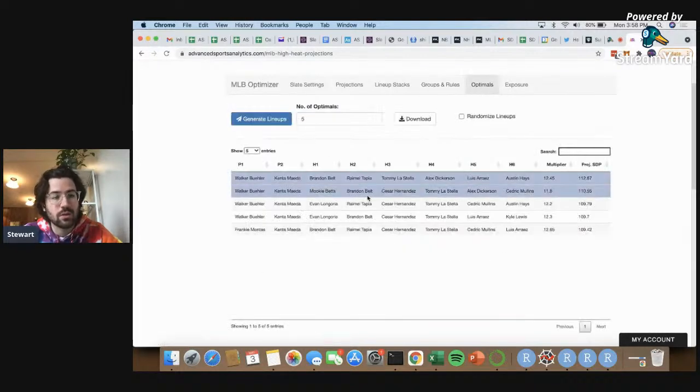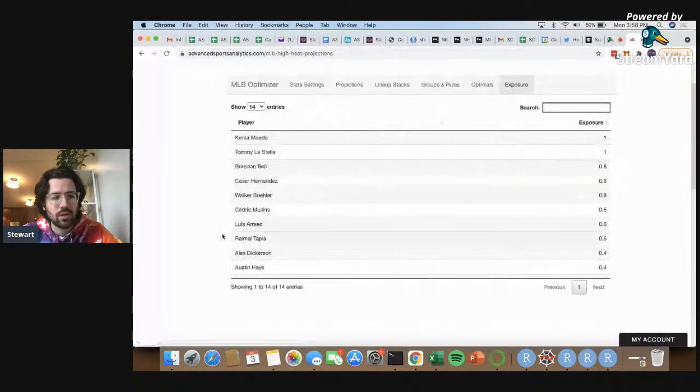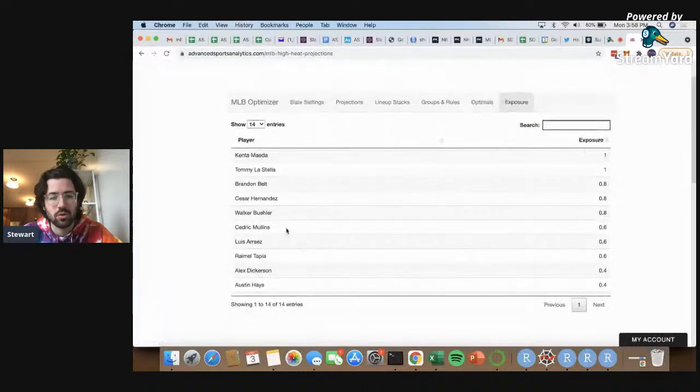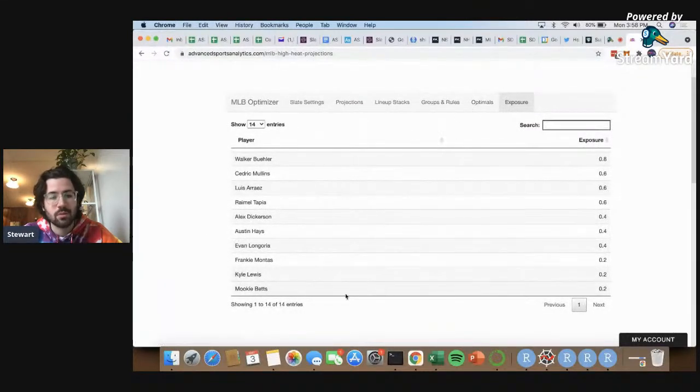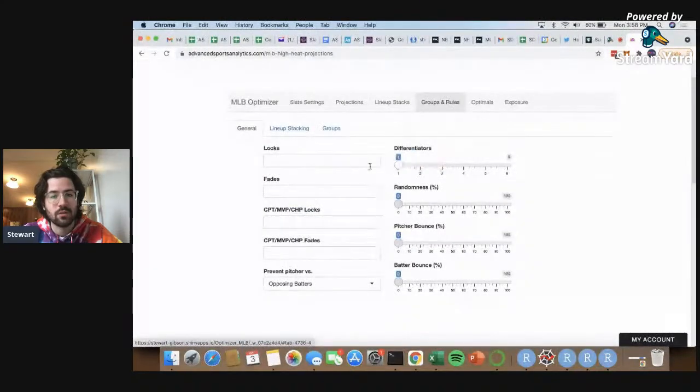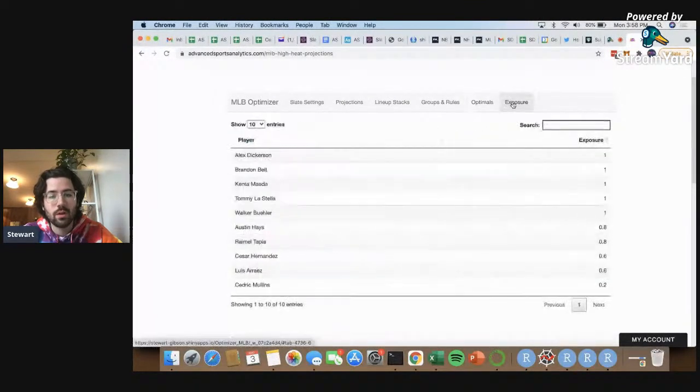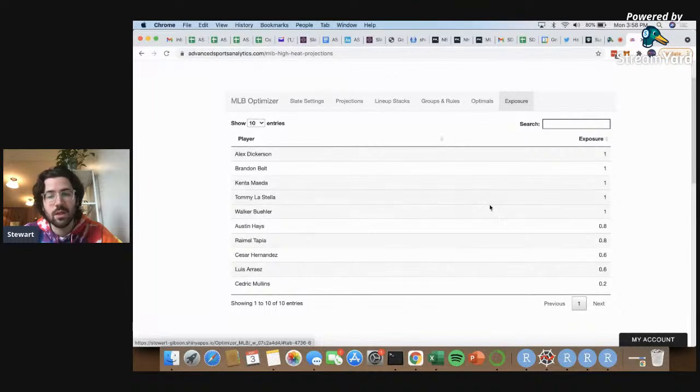So we can see now in these two, we have the same 2 pitchers. We have Belt in both. We have LaStella in both. And we have Dickerson in both. So then the 3 differentiators are Hayes versus Mullins, Arias versus Hernandez, and Betts versus Tapia. And naturally, we also have an exposures tab where you can see the exposure you have to each player. We can see now we have 5 lineups with 14 different players in those lineups. If we were to set differentiators down to 1, we now have 5 lineups with only 10 unique players.